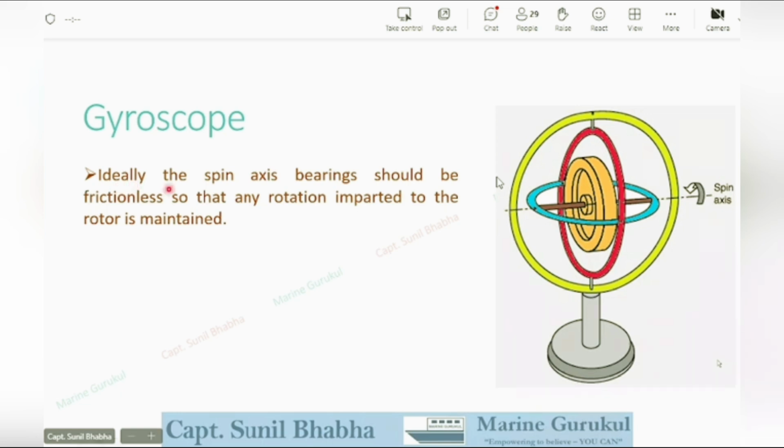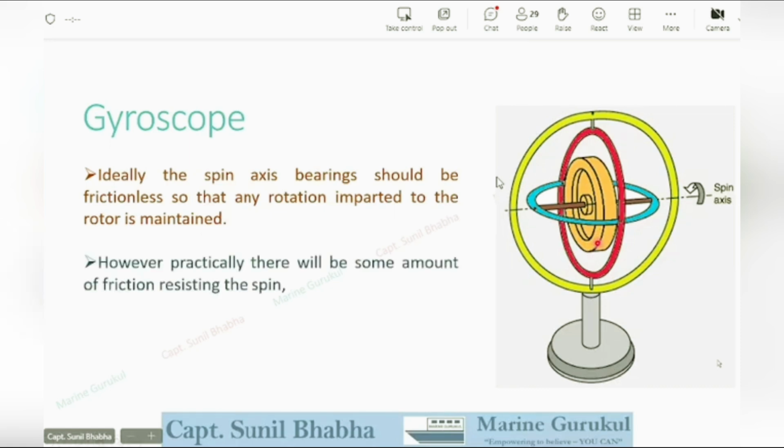Now ideally the spin axis bearings, these three sets of ball bearings which we have fitted here, one at the ends of the brown rod, second set at the connection point of the blue and red ring, and third set of ball bearings at the connection point of red ring and the green outer member, one on top and one at the bottom. All these ball bearings should be ideally frictionless so that any rotation which is imparted to the rotor is maintained without any loss.